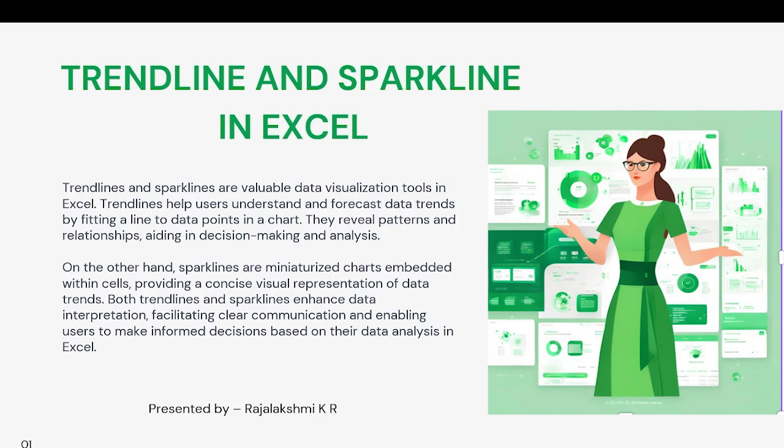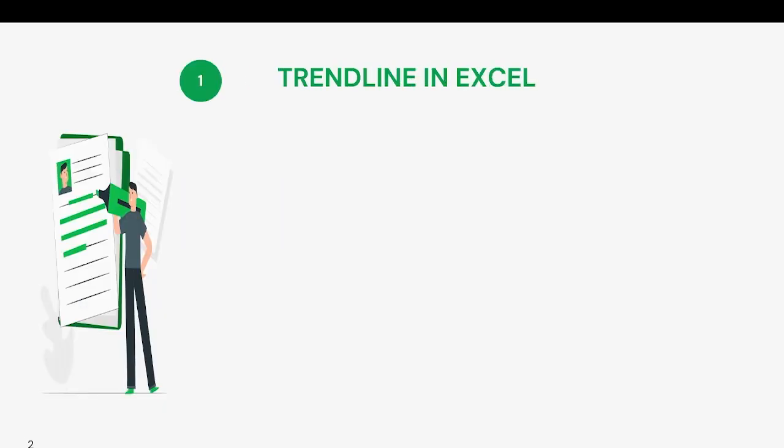On the other hand, sparklines are miniature charts embedded within a cell, providing a concise visual representation of data trend. Both Trendline and Sparklines enhance data interpretation. Let's understand Trendline in Excel first.